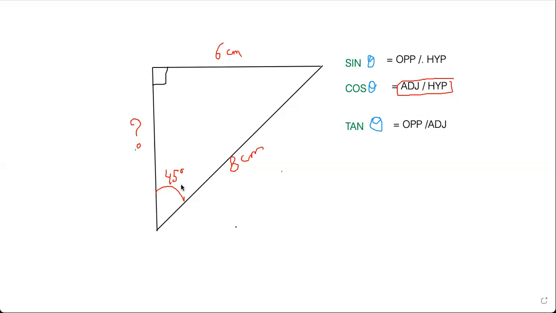First, you have to check the side which is connected to the angle, that is adjacent. This adjacent is unknown. The side which is opposite to the angle is called opposite, and the side which is opposite to the 90-degree angle is called hypotenuse. The triangle should be a right angle triangle. If the triangle is not a right angle triangle, there will not be any hypotenuse. Hypotenuse is the side which is opposite to the 90-degree angle.